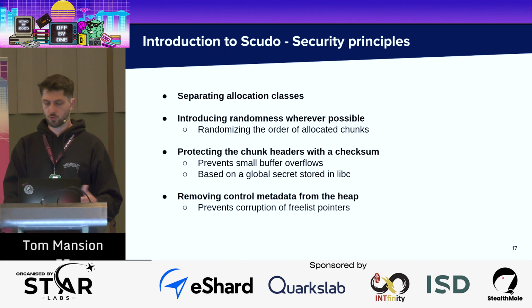Lastly, Scudo removes almost all metadata from the heap itself. We saw that in GLIBC and in many other allocators, that's usually the main problem. We can corrupt this metadata, and Scudo tries to avoid this by removing this metadata from the heap. All right, so now for the building blocks.